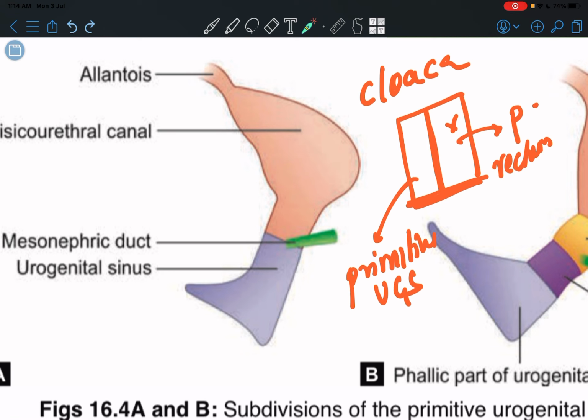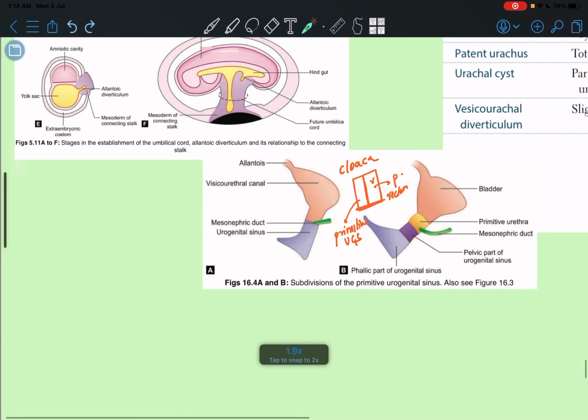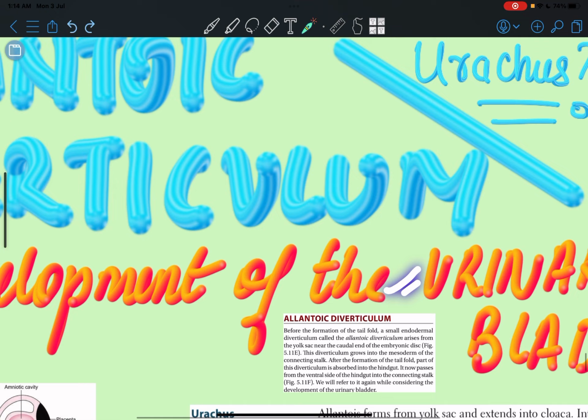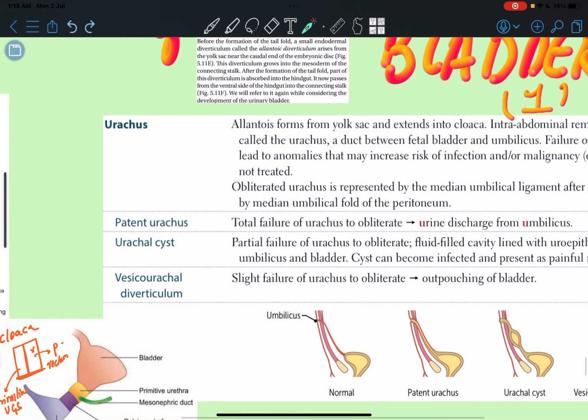Okay, so that is all allantois does, and then the rest of it is supposed to involute or obliterate and form the adult remnant called the urachus. That's all for the normal embryology of that. The rest of the development of the urinary bladder we will discuss in the next video.